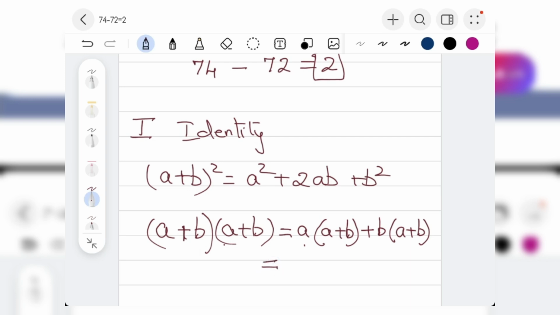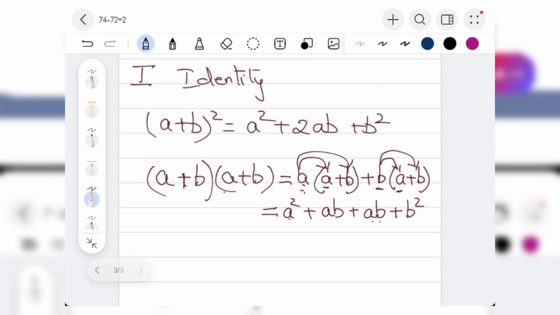Okay, so this is a square plus ab. Here it is b into a. We can write that as ab, the same. B into a or a into b is the same. And then this is, first we multiplied with a, then we multiplied with b. Here we first multiplied with a and then with b. So for a into a we got a square, a into b we got ab, b into a is ab, and b into b is b square.